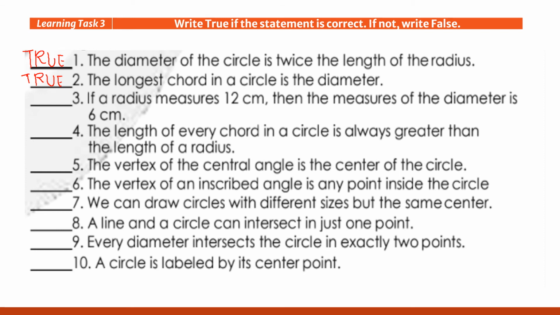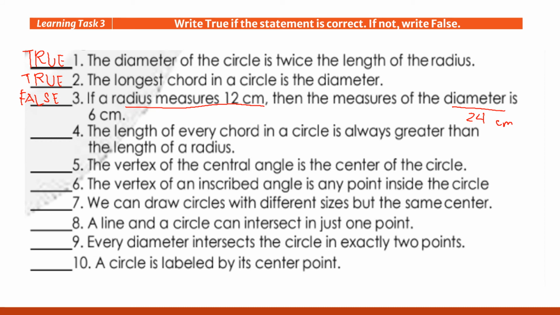Okay? If a radius measures 12 centimeters, then the measure of the diameter is 6 centimeters. So, ang sagot dito sa number 3 ay false. Okay? Bakit? Kasi ang given radius ay 12 cm. Para makuha yung diameter times 2, dapat ang lalabas ay 24 cm at hindi 6 cm.